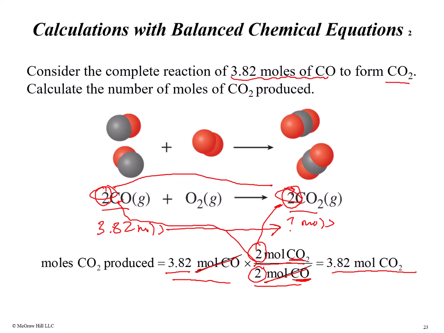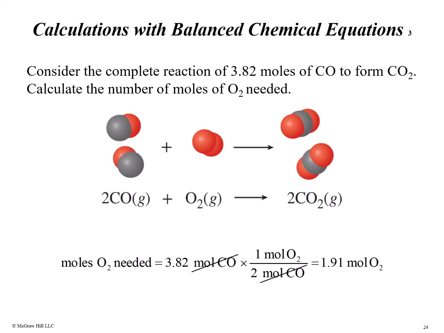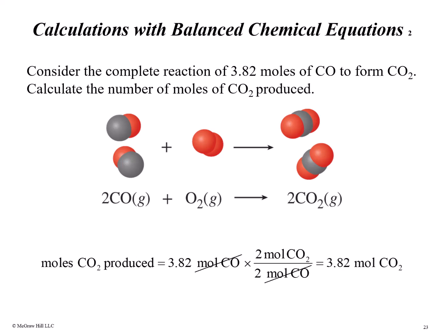So this is called, let me erase all that so we can clear that up a little bit. This is called your mole to mole ratio. It comes from your balanced chemical equation. If you don't have a balanced chemical equation, or you haven't written a correct chemical equation, you cannot do the stoichiometry. You cannot do the mole to mole ratio.